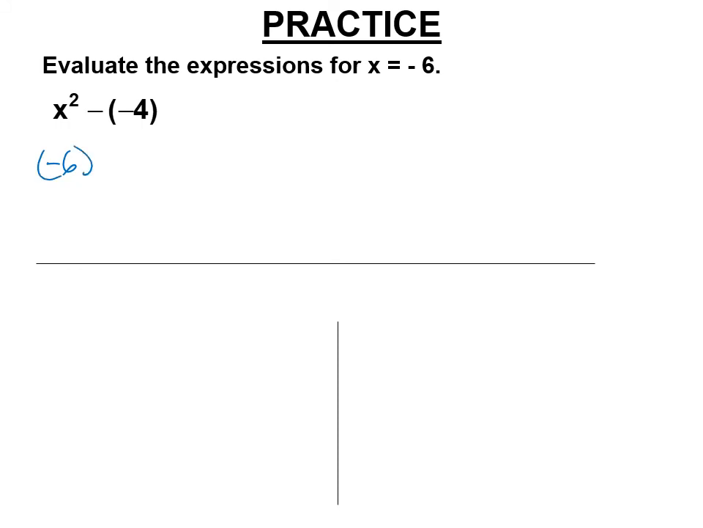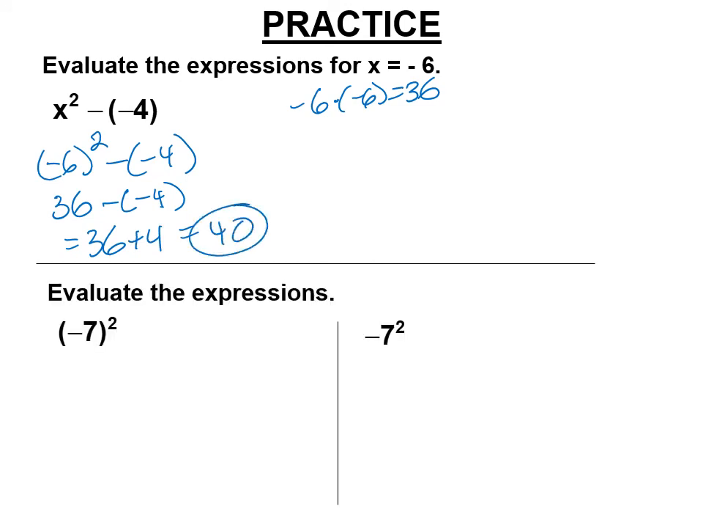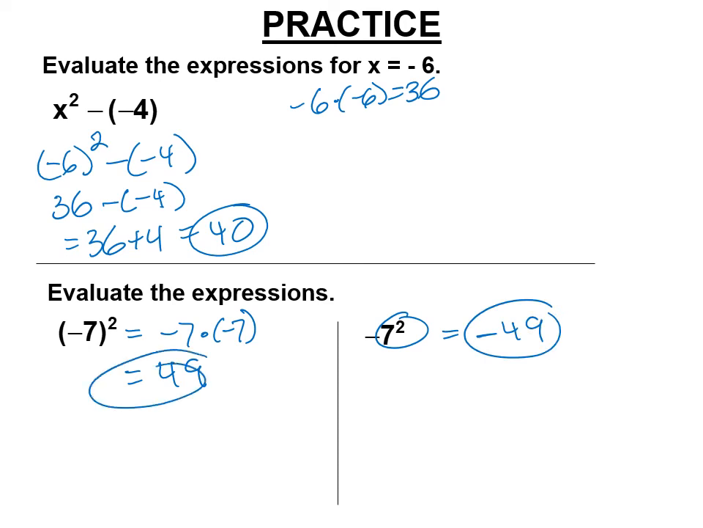Notice I wrote parentheses around my -6. (-6) squared is -6 times -6, which is positive 36. Now we have 36 minus -4. We're adding the opposite. 36 plus 4, 40. This one is -7 times -7, the one we do most of the time, 49. This one is 49 with a negative in front of it. It's -49. See the difference?